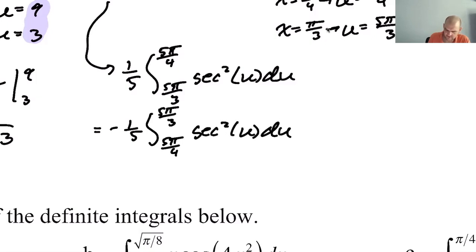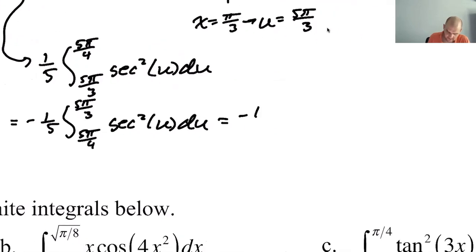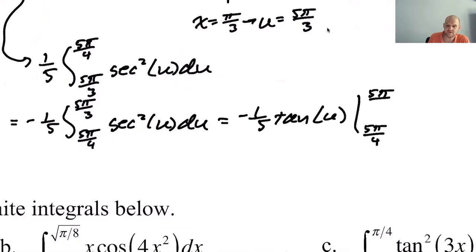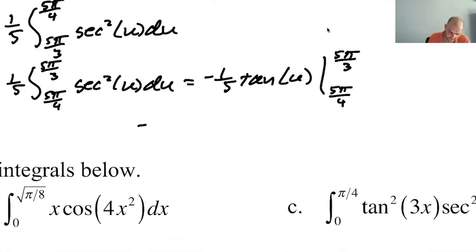What's secant squared the derivative of? It's the derivative of tangent. Negative 1/5 tangent of U. We're going from 5 pi over 4, which is quadrant 2, to 5 pi over 3. No, 5 pi over 4 is quadrant 3, and 5 pi over 3 is quadrant 4. So that makes sense. Negative 1/5. Tangent of 5 pi over 3 has a nice value. It's root 3, but in quadrant 4, so negative root 3. And then minus the tangent of 5 pi over 4, which is in quadrant 3, so tangent is positive, so negative 1.